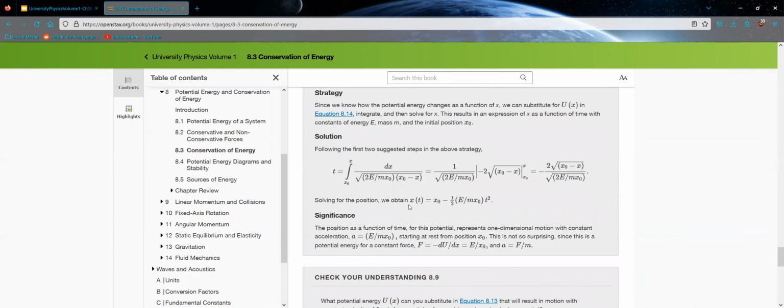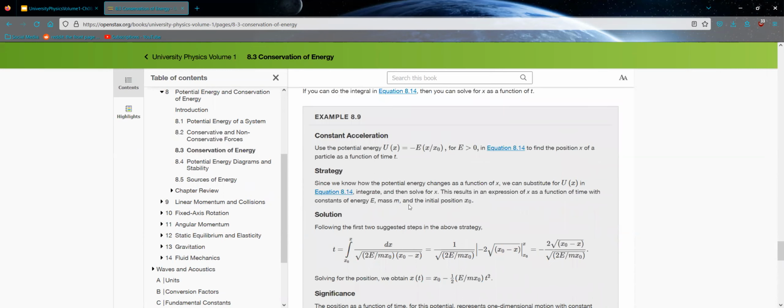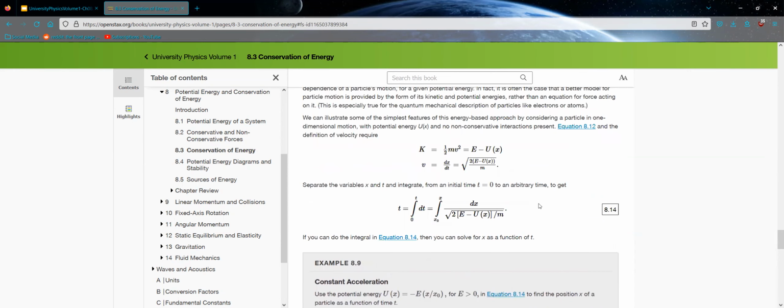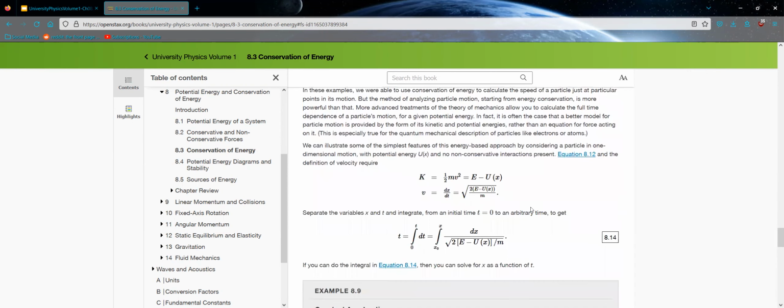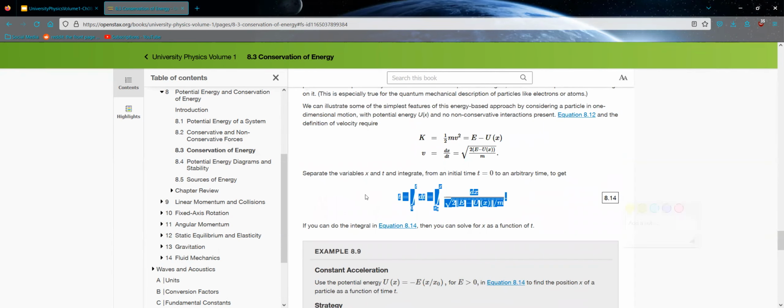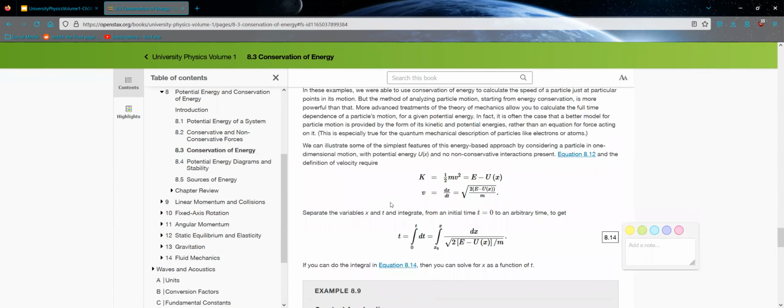So here is 8.9, a constant acceleration problem using equation 8.14. I chose this one because that equation looks gross, right? So what are we dealing with here? Use the potential energy shown here for energy equal to greater than 0 in equation 8.14 to find the position x of a particle as a function of time. So what is equation 8.14? Equation 8.14 is shown here, and it relates the kinetic energy of something to its velocity changing with respect to distance, right?